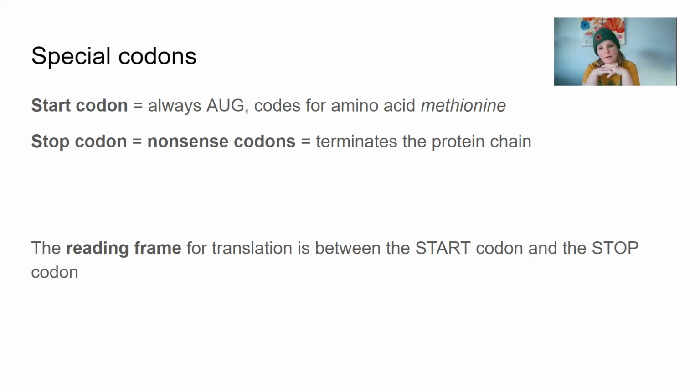The only codon that you have to remember for me is this AUG, and that is our start codon. That's going to code for the amino acid methionine. And then we also have some of these stop codons, these unique 3 base pair sequences that tell us when we're done.